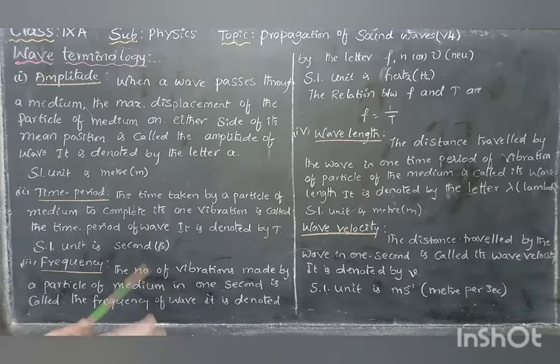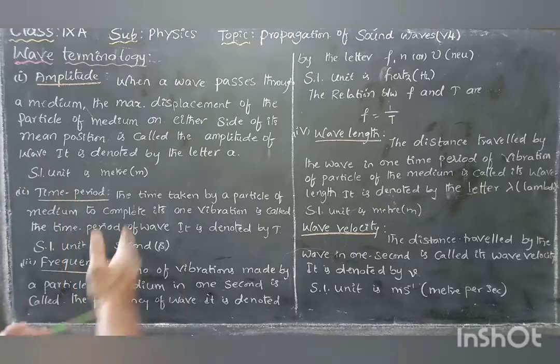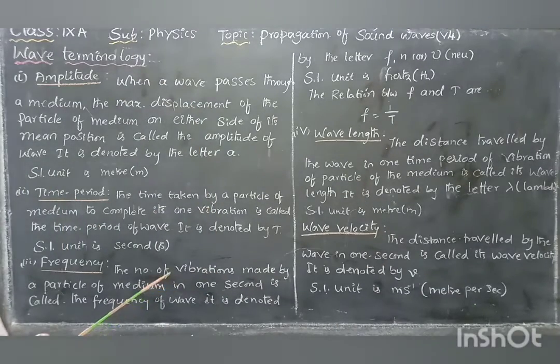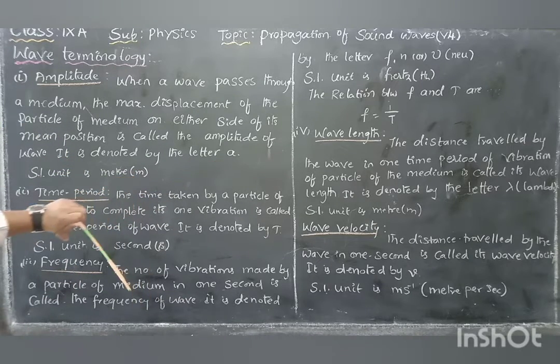Amplitude is nothing but this: whenever the wave is traveling from one point to another point, the particle is vibrating perpendicularly or parallelly. The maximum displacement, we call the amplitude of the wave. We will understand it with the help of the graphical method. It is denoted by the symbol A, SI unit meter. That is the amplitude.